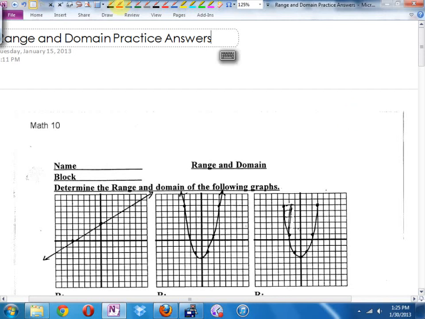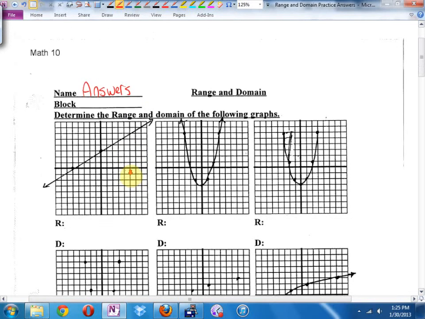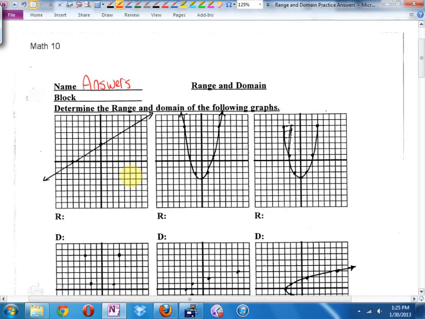So, answers to the domain and range. Mark your own. Function or not? Yes, it's a function. Range, Y, funky E-R, all reals. Domain, X, funky E-R, all reals.